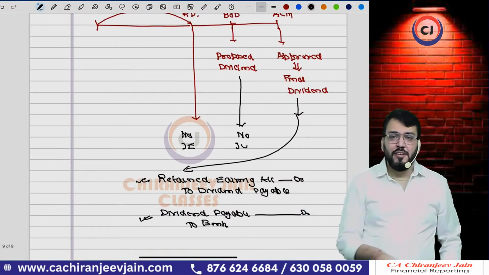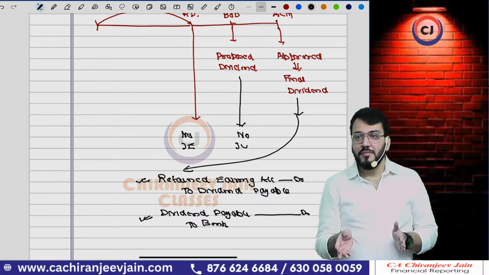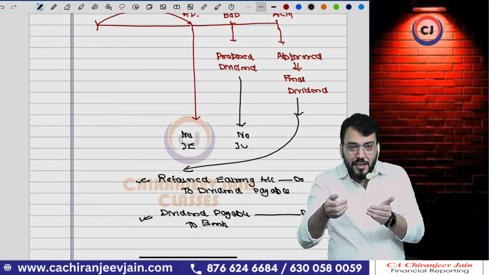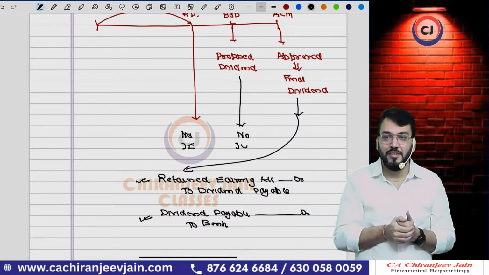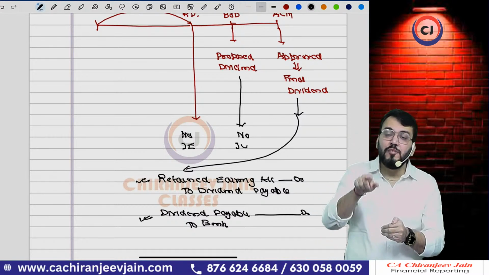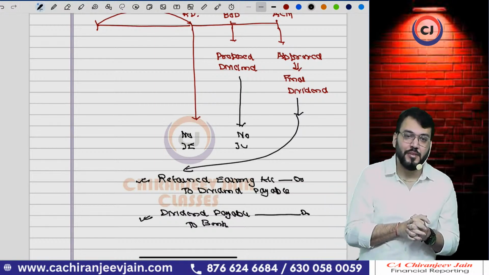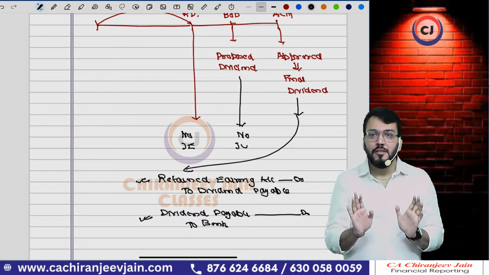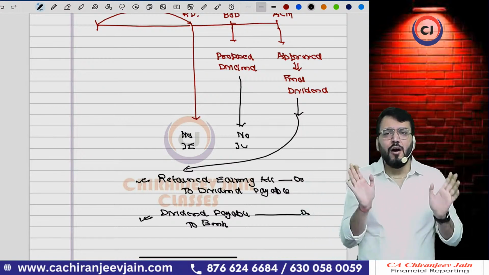Means can I say in this way? The final dividend is the dividend of the previous year, but it will be accounted in the year in which it is declared and paid. Correct. But there is one doubt.